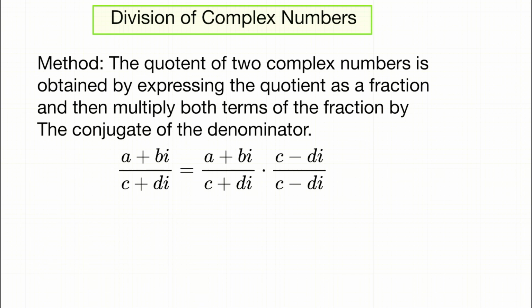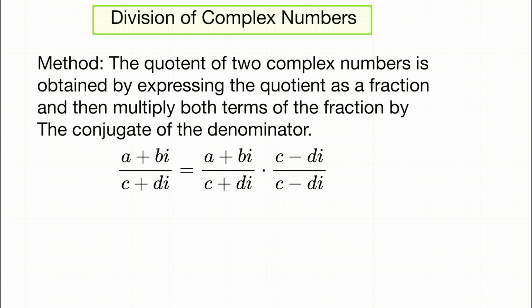In this video I'm going to look at a method that we use to divide two complex numbers. The quotient of two complex numbers is obtained by expressing the quotient as a fraction and then multiplying both terms of the fraction by the conjugate of the denominator.